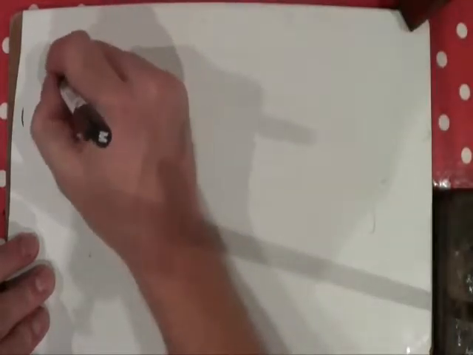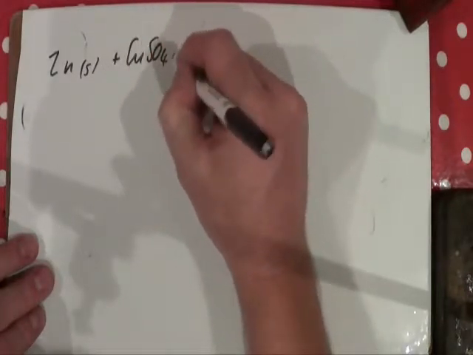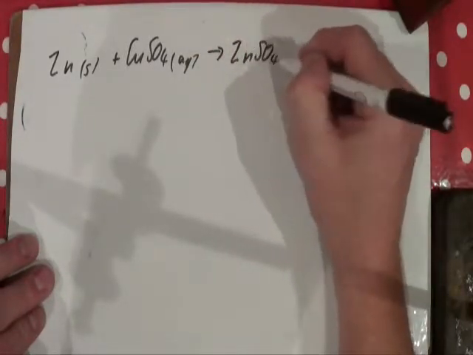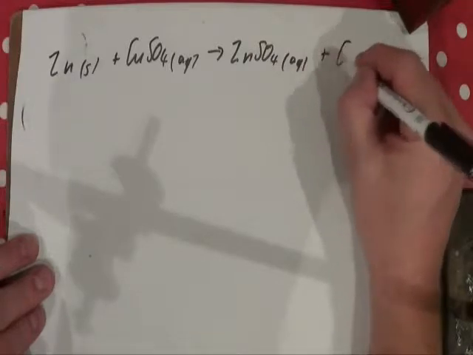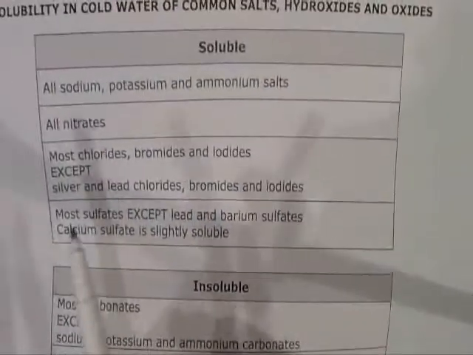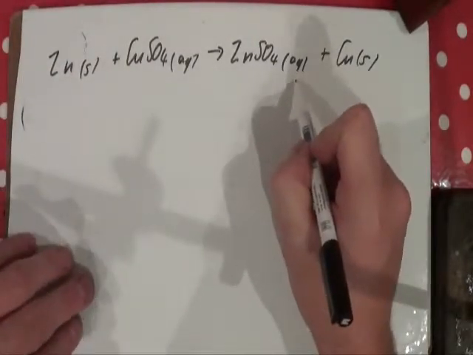Okay, moving on. We're going to react zinc solid, zinc metal in other words, with copper sulfate, which is aqueous. So the question might say, a solution of copper sulfate, to make a solution of zinc sulfate and pure copper. If the examiner does not tell you whether the product is or is not soluble, you will have to go to your solubility tables. For example here, we would have said soluble. Most sulfates are soluble except lead and barium. That means that zinc sulfate must be soluble. It's not lead or barium sulfate, so we know that the state symbol is aqueous.